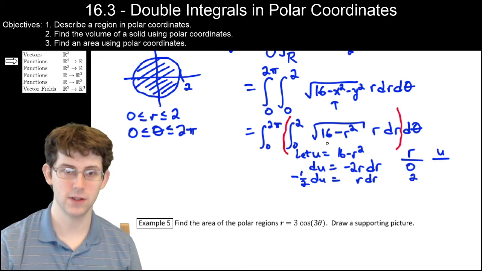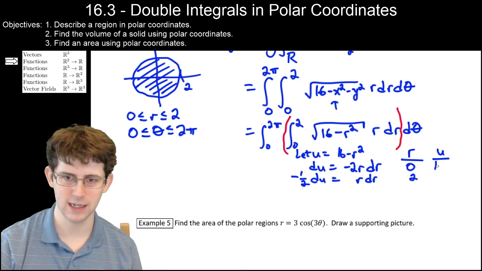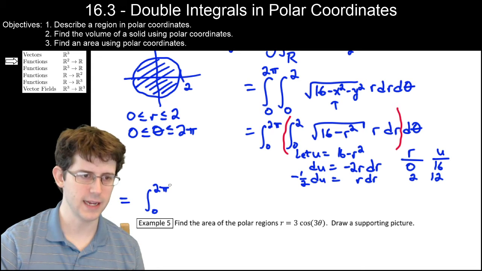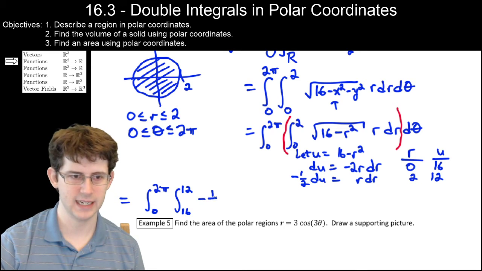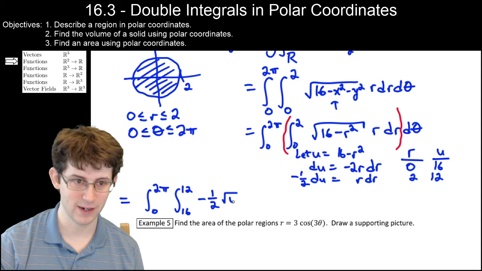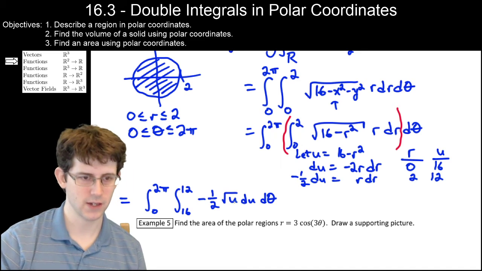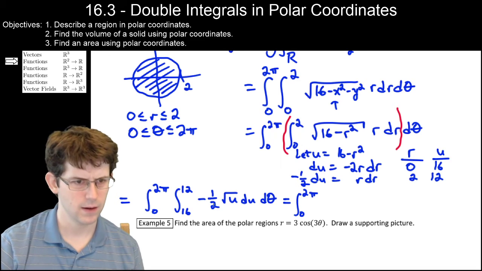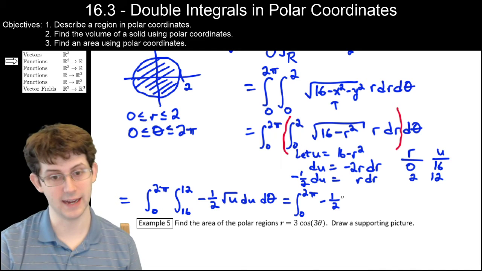If r goes from 0 to 2, then u will go from, we'll just plug in 0, and I get u is 16. Plug in 2, I get u is 12. So I'm going to have integral from 0 to 2 pi, integral from 16 to 12 of minus a half square root of u du d theta. This integral I can actually do. So I'll make the power 1 bigger, divide by the new power. The power was a half, so now it'll be 3/2.